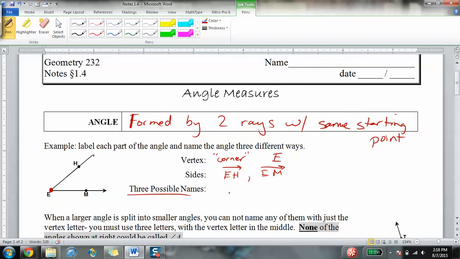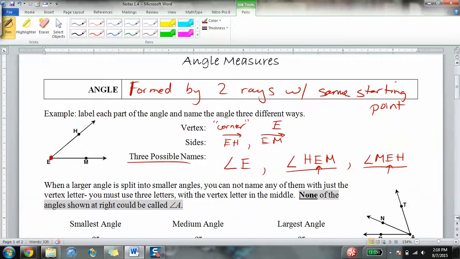There are three possible ways to name this angle. The notation that we use for an angle is this symbol right here. It looks like a slanted L. So we could call this simply angle E, because that's the vertex of this angle. We could also call this angle HEM, or we could call it angle MEH. We could either use one letter or three letters to name an angle, as long as that vertex is always in the middle. So for this angle, point E always has to be in the middle.